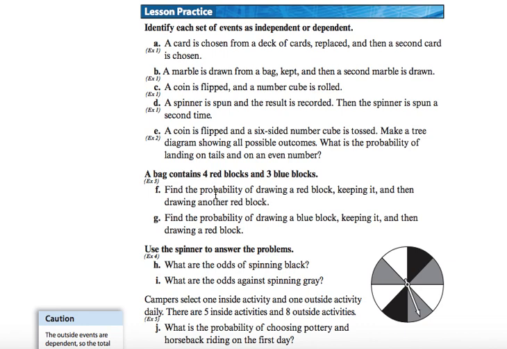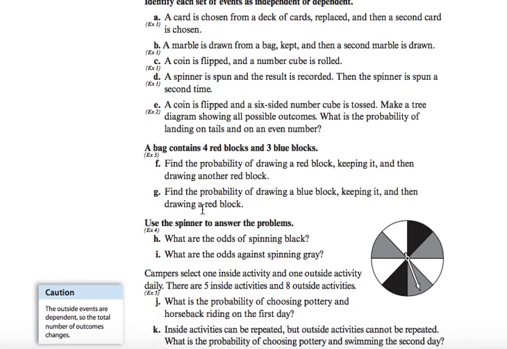In letter G, find the probability of drawing a blue block, keeping it, and then drawing a red block. If you're going to draw a blue block, the first time you've got 3 out of 7 that's being multiplied. Then you're going to keep that and draw a red block, which is 4 out of 6, so a higher probability. You multiply those two things together, and you find your dependent probability of that event.